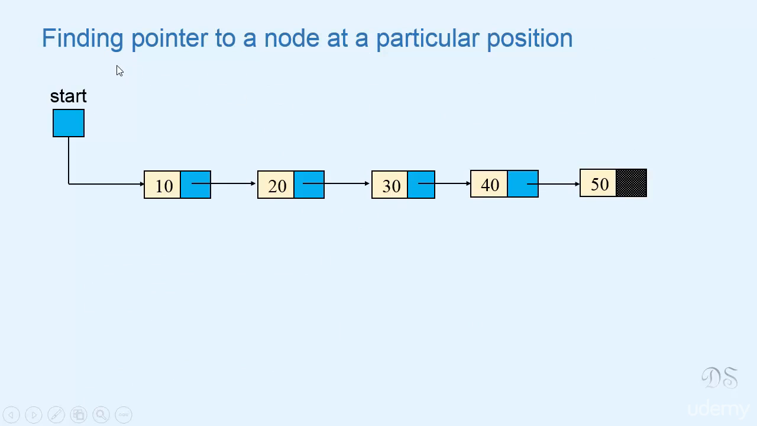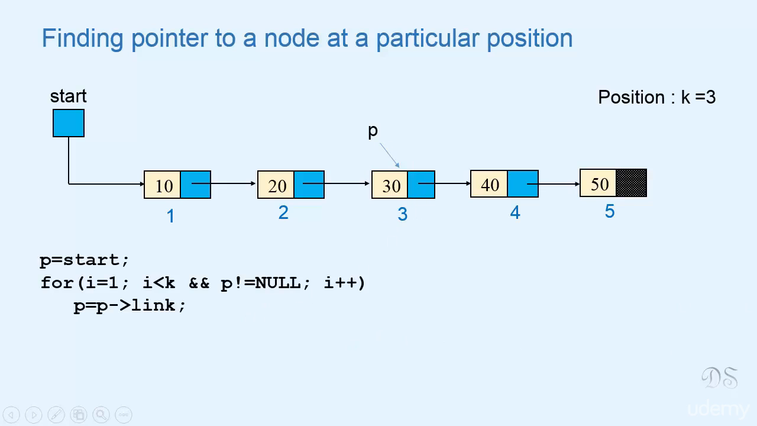Now let's see how we can find pointer to a node at a particular position. These are the positions of nodes in this list. Suppose we are given a value k and we have to find pointer to a node that is at kth position. So if k is 3, we have to find pointer to this node. This is the code that will give us this pointer.